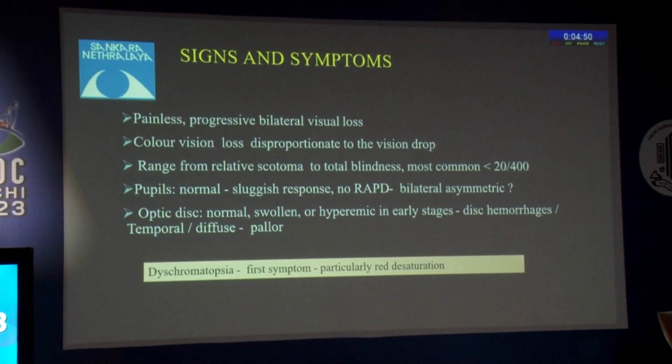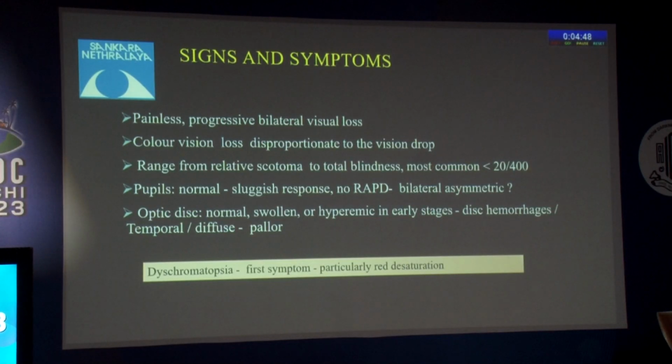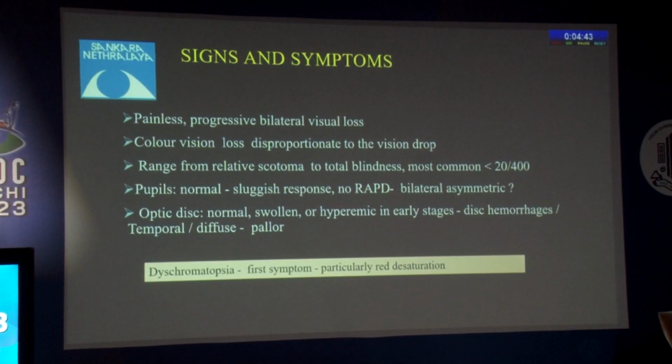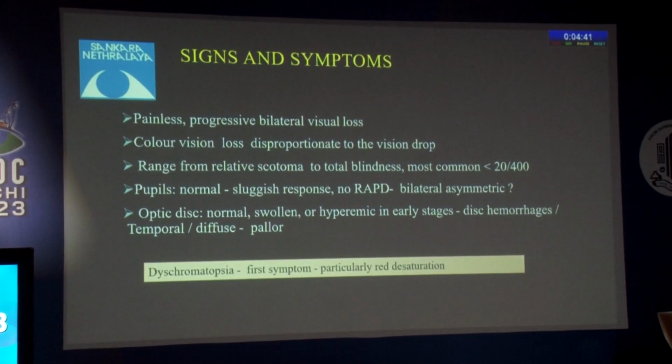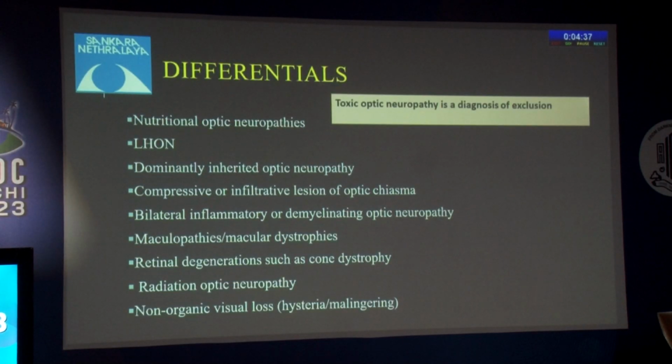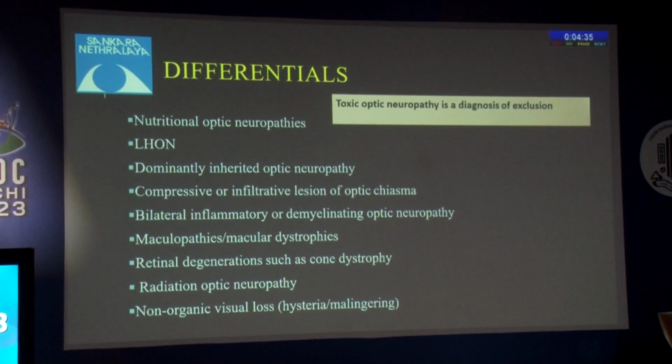The optic disc can be normal, swollen, or hyperemic. Sometimes we can see even disc hemorrhages, and temporal and diffuse pallor are the most common presentations. Dyschromatopsia is the first symptom, particularly red desaturation. And remember, toxic optic neuropathy is always a diagnosis of exclusion, and you have a whole list of differentials to go through before making that diagnosis for that patient.